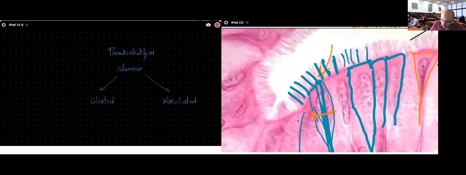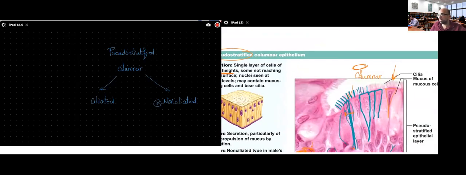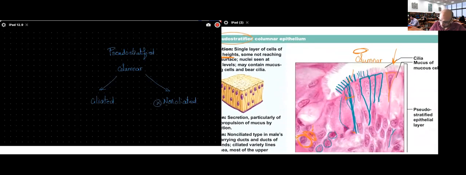It's very rare to see non-ciliated. You won't see a non-ciliated type on the test, so it's very unlikely. When you complete the Visible Body courseware assignment, I did find just one slide that shows the non-ciliated pseudostratified columnar epithelium. All right, so I put it as an example in your assignment, but it's not very common to see non-ciliated. Why? It's only limited to the male sperm-carrying duct.